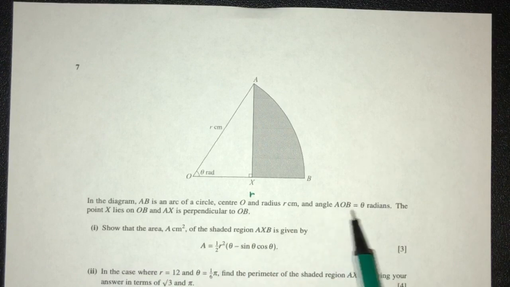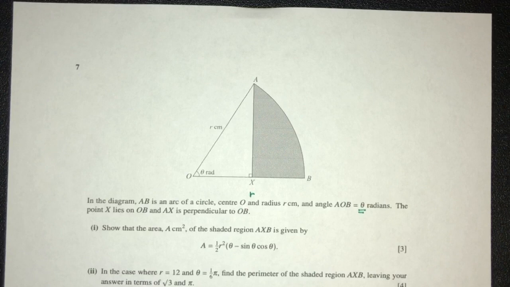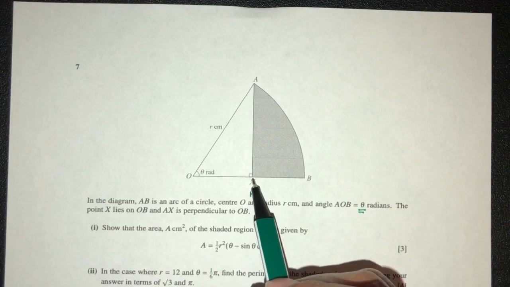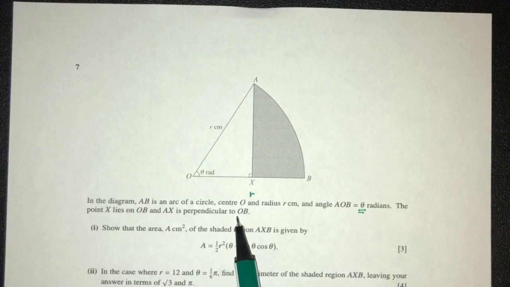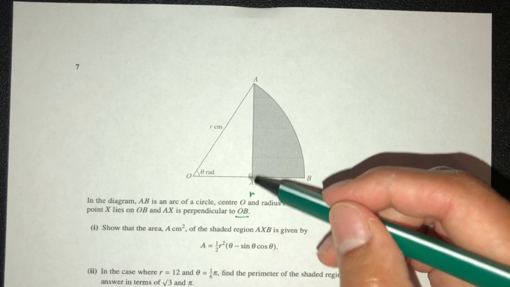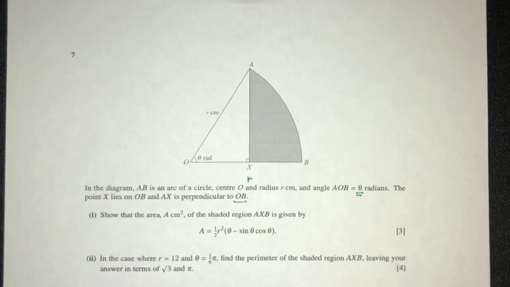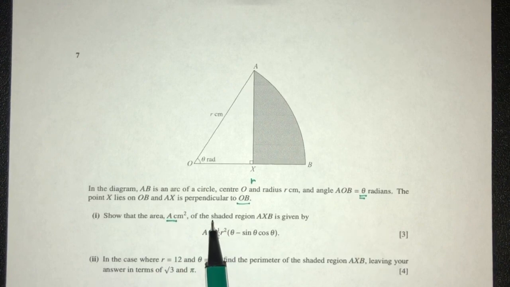Now the angle OAB is theta radians. So the angle right here is theta. The point X lies on OB, and we have AX perpendicular to OB. As you can see here, it is a vertical line at 90 degrees to OB. Now part 1 of the question, we have to show that the area of the shaded region AXB is given by this formula. Now, how can you find the area of that region?